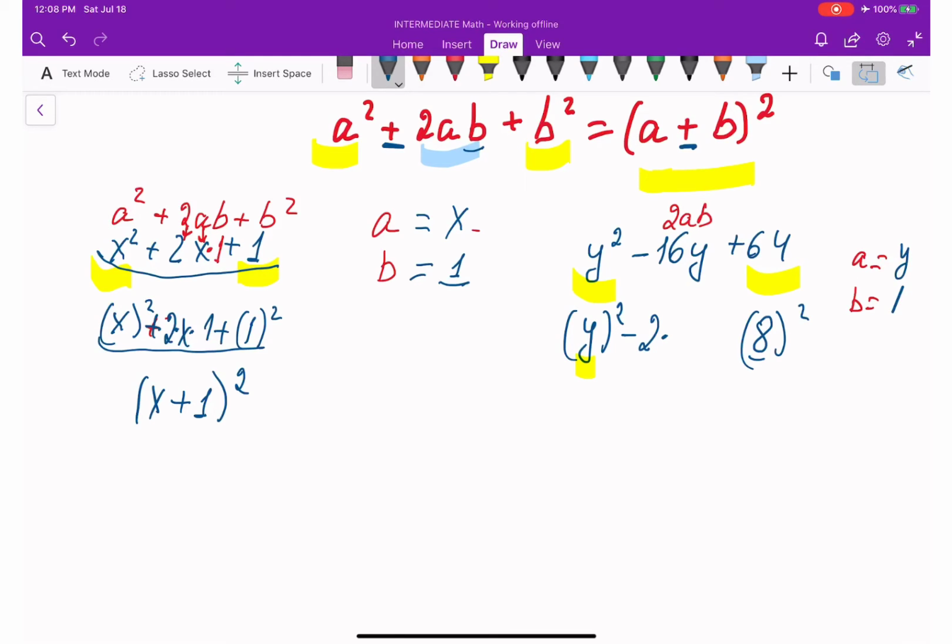So 2 times a is y and b, oops, I said 8, why did it come out as 1? 2 times 8. We get 16y, precisely what we need. Therefore, y squared minus 16y plus 64 is equal to y minus 8 squared. Why do we put minus? Because here we have negative, right? So y minus 8 squared.